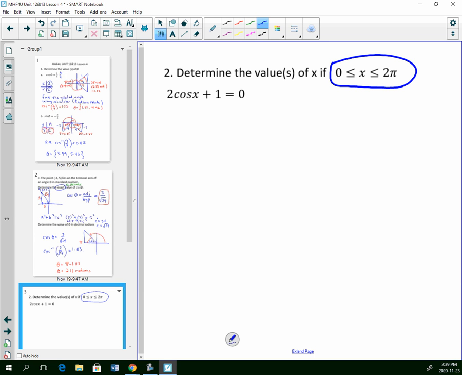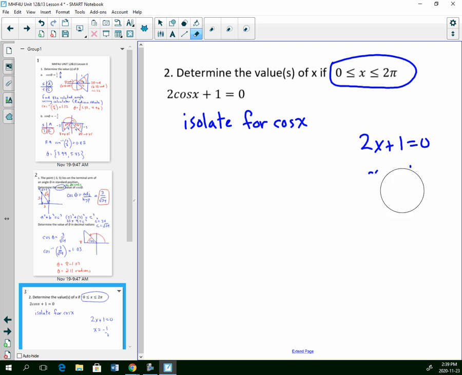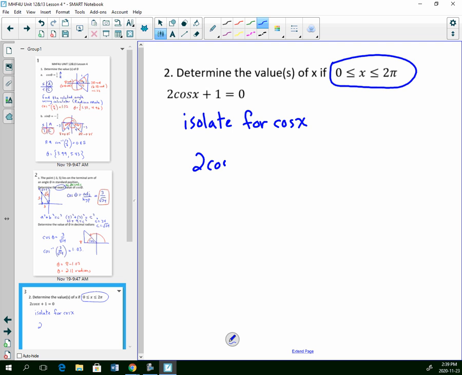So if you just have sine or cosine and you don't have any quadratics, no squares, all we have to do is isolate for cosine. Right, it's just like solving for x. If it was 2x plus 1 equals 0 and I wanted to solve for x, I would just isolate. So I'm going to isolate for x by moving the 1 to the right side and then dividing by 2. Okay?